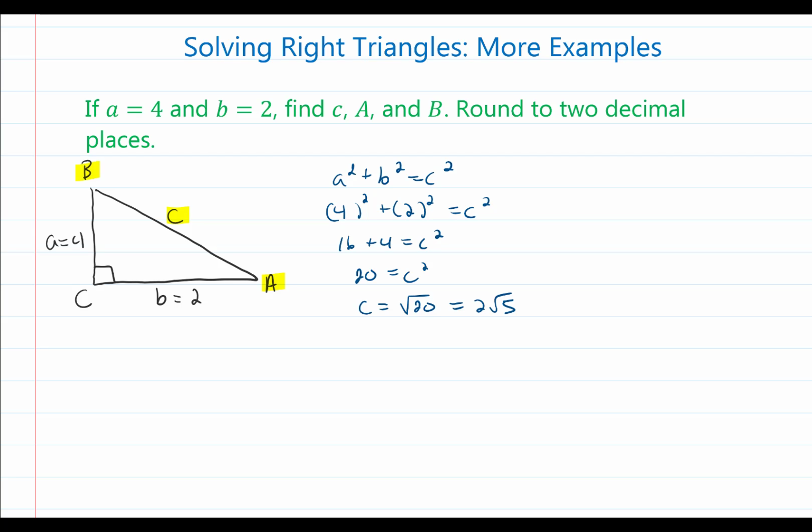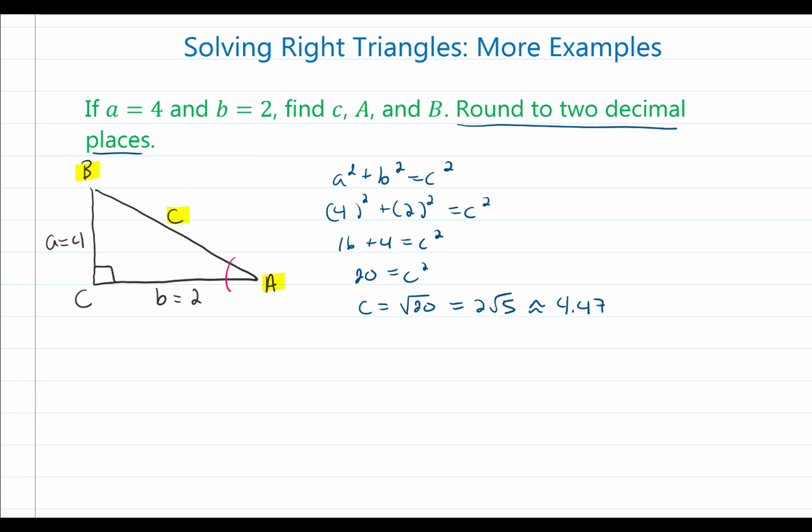If, however, you are being asked to find a decimal rounded to a certain number of decimal places, in this case 2 decimal places, we are then going to use our calculator and calculate the square root of 20, and what we get is approximately 4.47. We now need to find angle A or angle B, and we're going to choose one of them. It doesn't really matter which one we choose. I'm going to go ahead and find angle A.